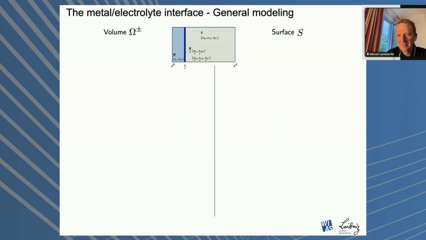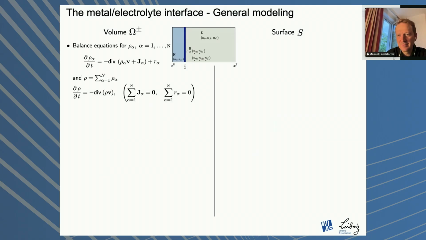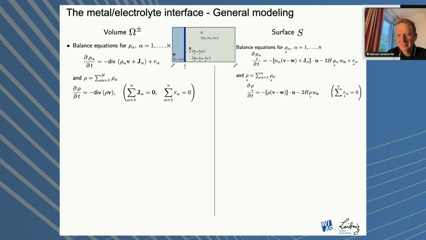And then in a rather general way, for every continuum volume and surface, you will have a set of balance equations. So for instance, in the volume, you would have for mass densities rho alpha, here the individual mass balances together with the mass balance of the total mass, and a quite similar thing you would have also on the surface.